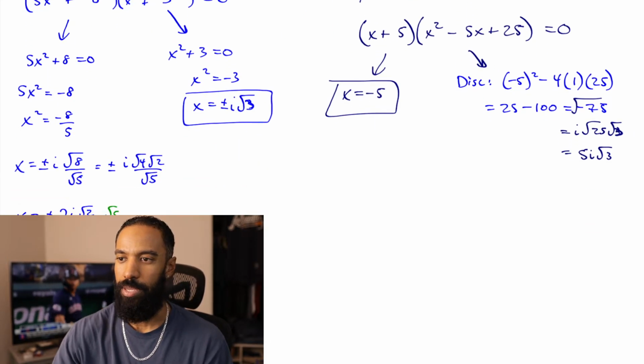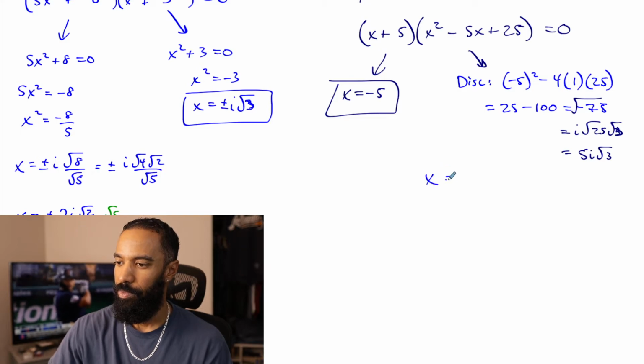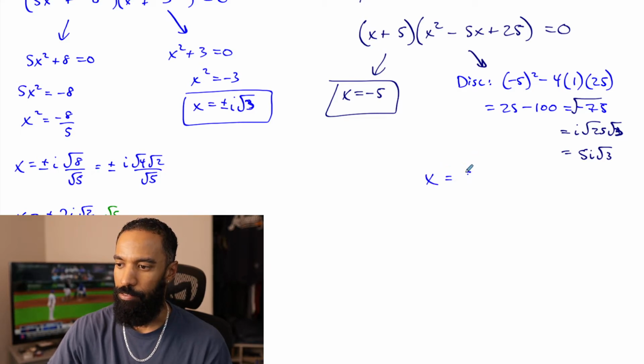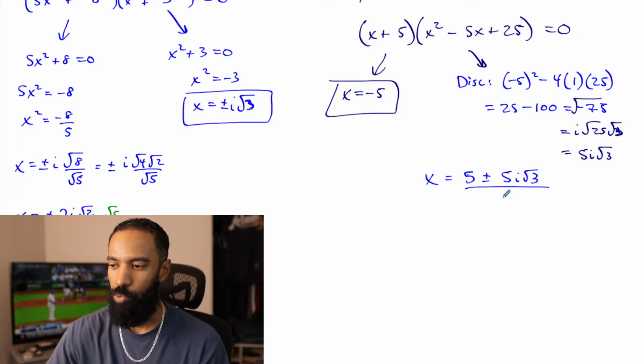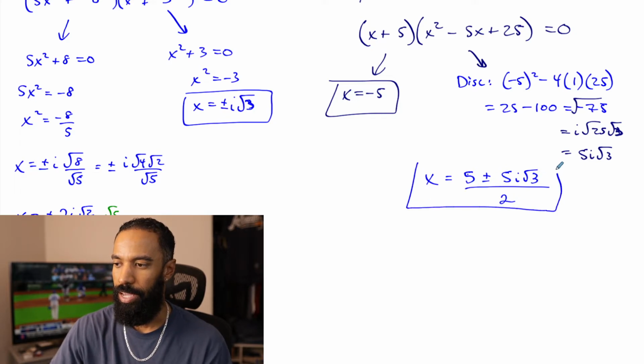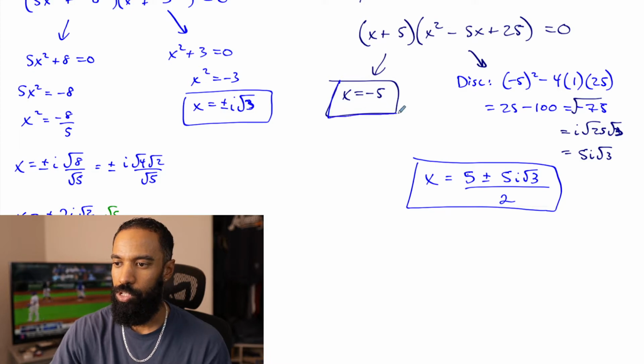So let's keep going. That's going to be x equals negative b, that's 5. Opposite of negative 5 is 5. Plus or minus, here we go, square root of b squared minus 4ac, all over 2 times 1, all over 2a. Boom. Right there. And that's your other solution. So those are your two solutions right there.